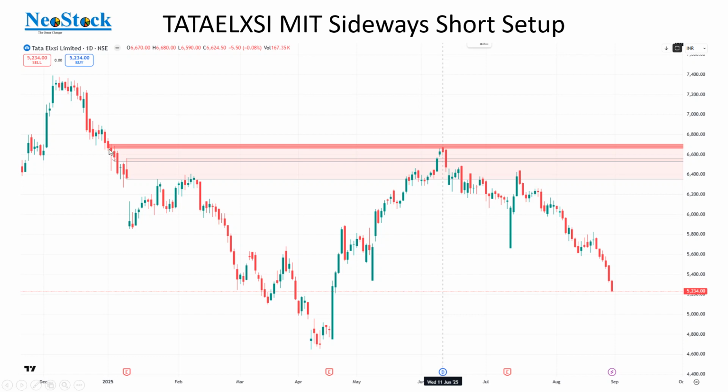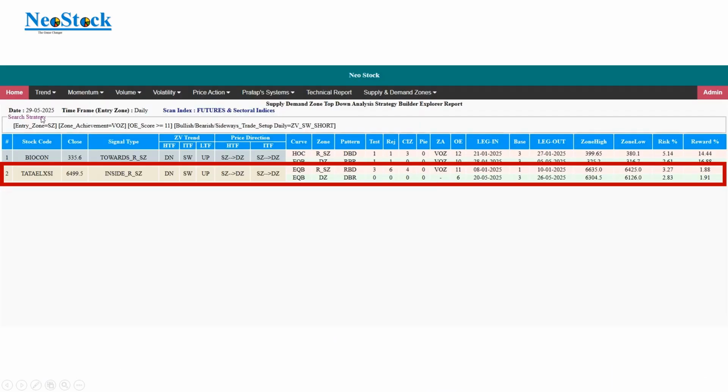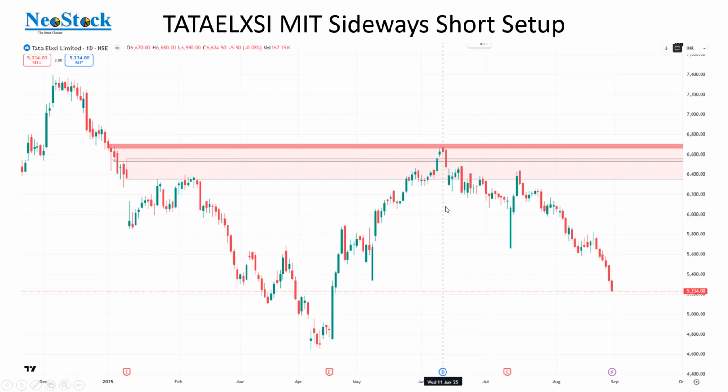So that's why our trade plan is on this area. See what happened? On 11th June we got the trade, when our report was generated on 29th May. After that, prices were falling.